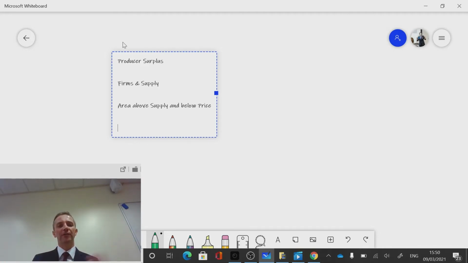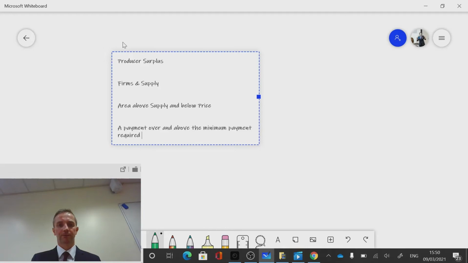So if we put all of that together, we can come up with a definition for producer surplus, which will be something along the lines of a payment which is over and above the minimum required by a firm to supply a good or service. So I'll jot that down if you wish. So a payment over and above the minimum payment required to bring a good or service to the market.